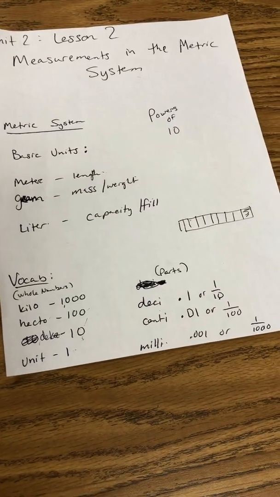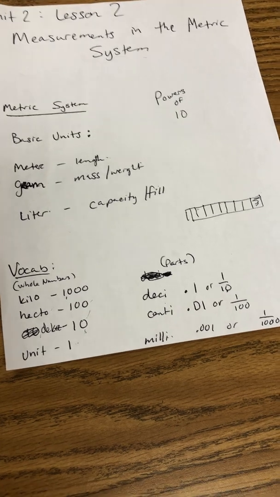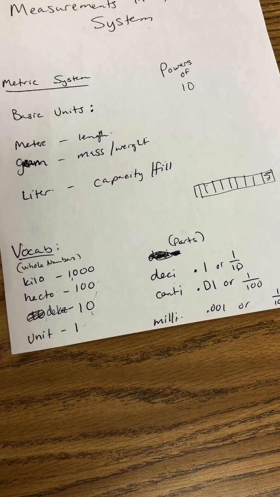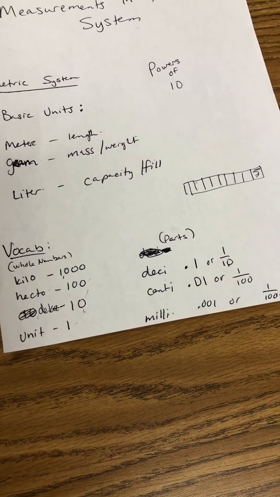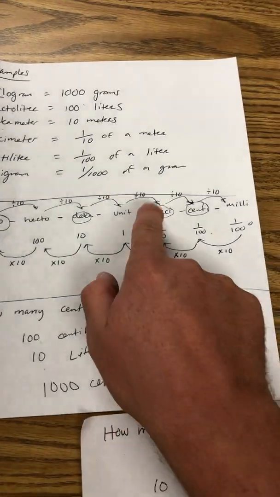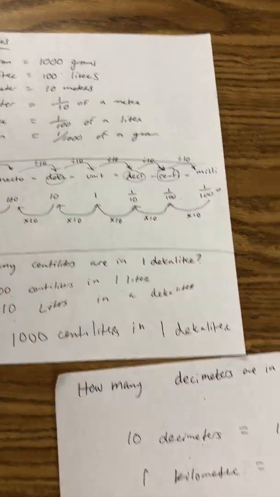But as you can see, we started out with the basic units. We talked about the vocab, which is kilo, hecto, deca, unit, deci, centi, milli, and what they mean. We gave you some examples. And then I talked about how we are converting, and we did 2 problems.